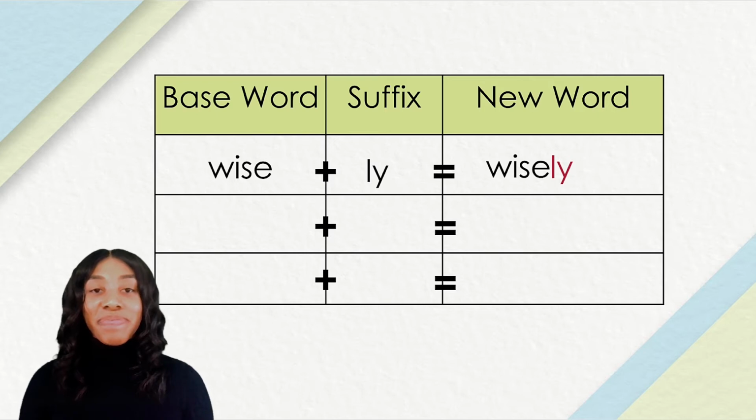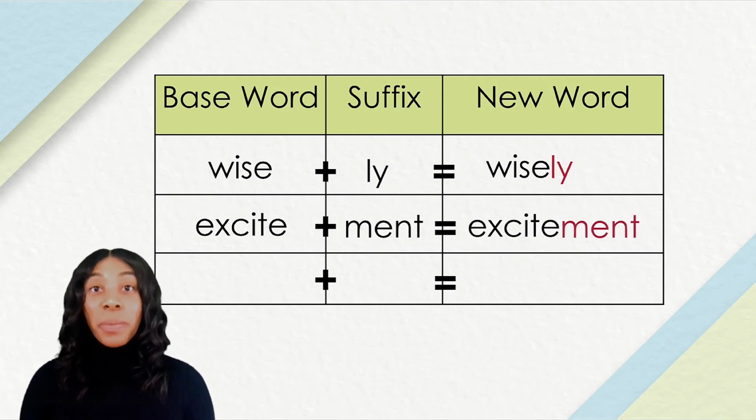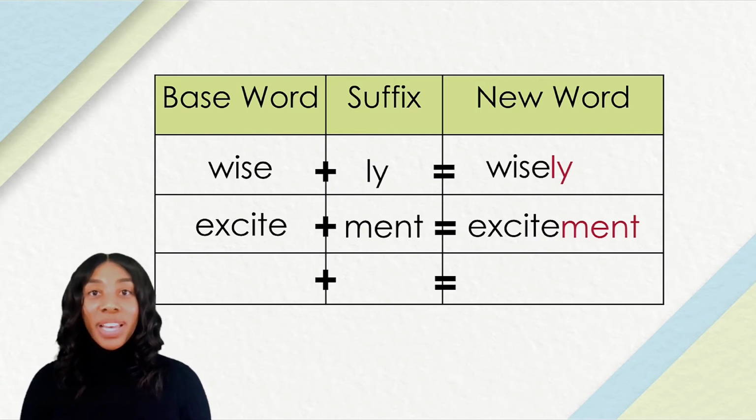Let's try another. Our base word is excite. The suffix is ment. When we put these two together, what new word do we make? Excitement. Did the base word change when we added a suffix? No, it stayed the same. Go ahead and write the word excitement on your paper.